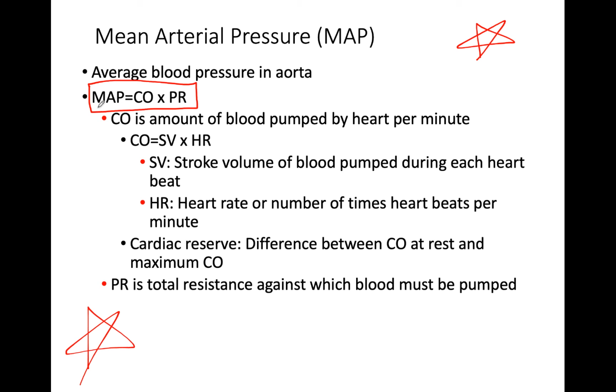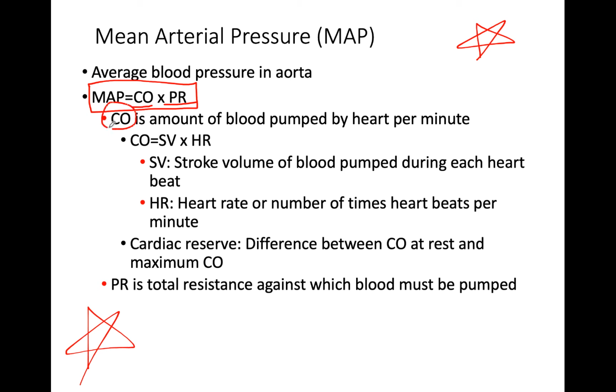In the last equation, if I give you systolic and diastolic blood pressures, you're going to use that equation. In this one, if I give you cardiac output and peripheral resistance, this is the one that measures mean arterial pressure. So mean arterial pressure is the average blood pressure that comes out of the aorta. It is dependent on the cardiac output and the peripheral resistance. Cardiac output is the amount of blood pumped by the heart every minute. So if you collected the entire volume of blood that your heart pumped out in 60 seconds, that would be this volume.